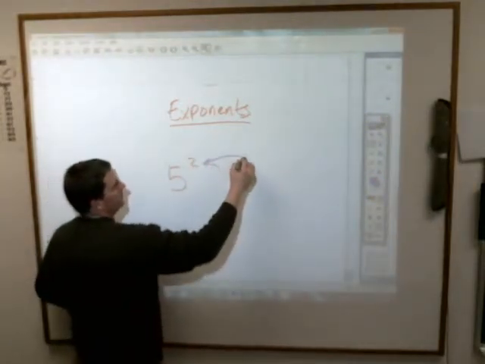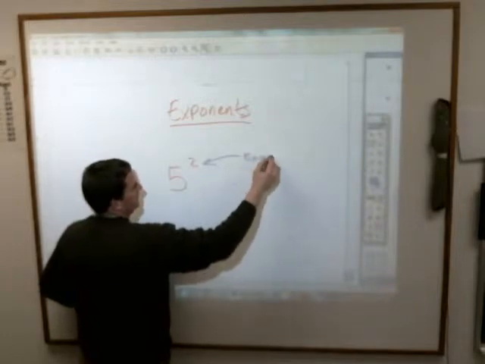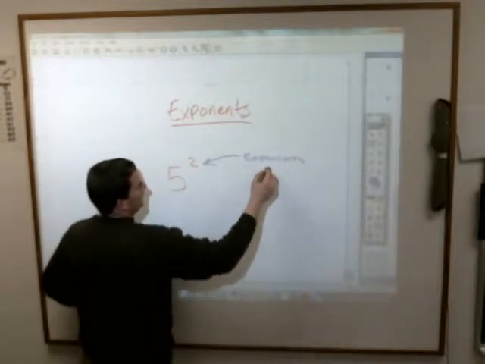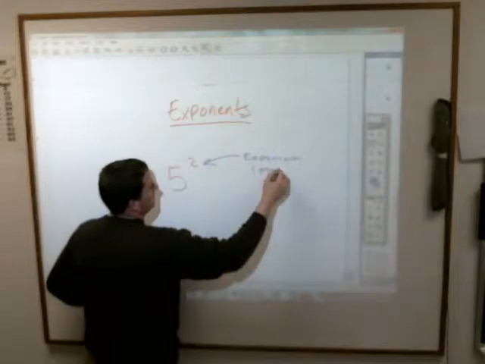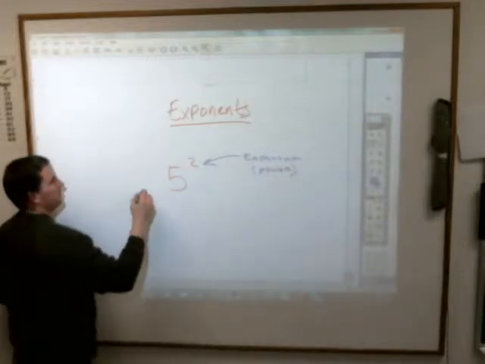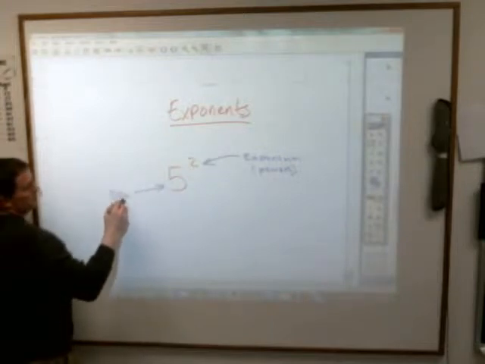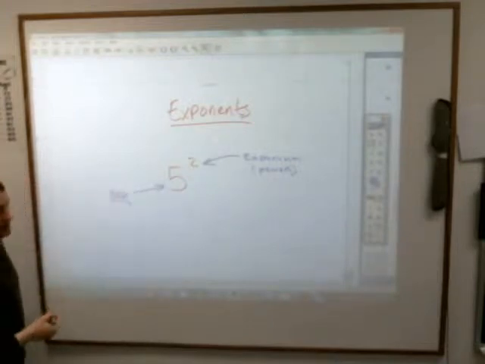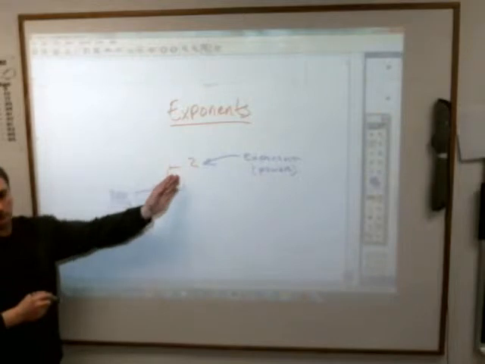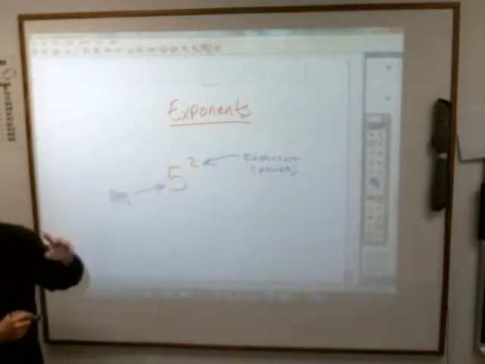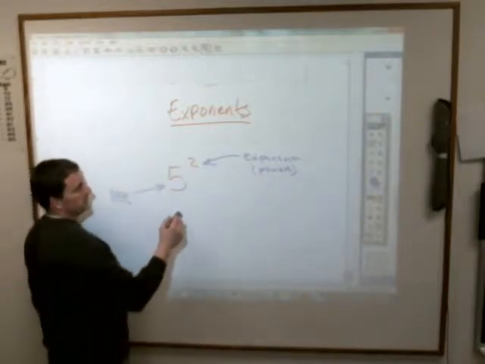This little number up here is the exponent. We also call that the power. And this big number here is the base number. Please note that exponents are not a multiplying of 5 times 2. It's 2 5s times themselves. In other words, it's this.